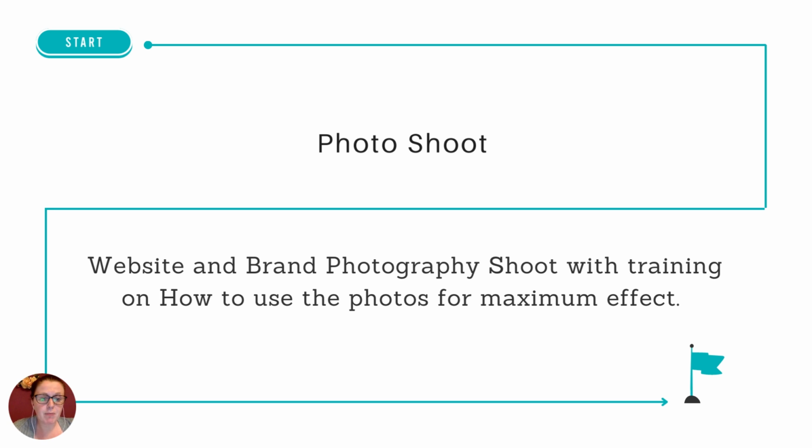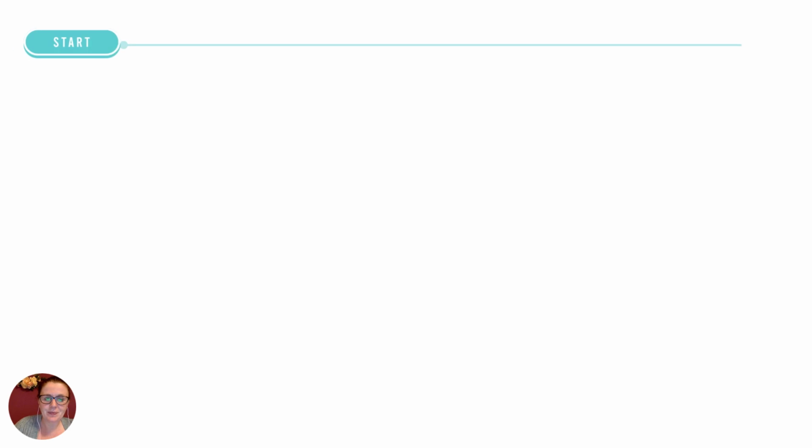So here's one example. Website and brand photography shoot with training on how to use your photos for maximum effect. Okay, so doing that photo shoot and partnering with somebody to offer the training, whether it's a social media manager, whatever it is, to show them how to use those photos in the website, making sure that you get the right shots, to show them how to use those photos on social media, how to create covers for your reels with them, all the things that you need.